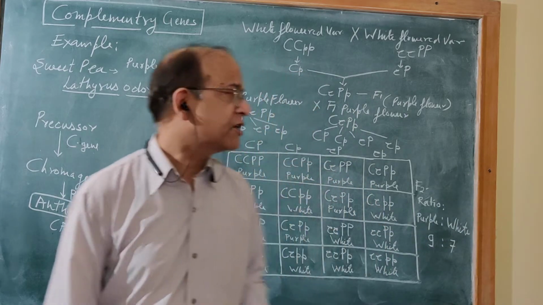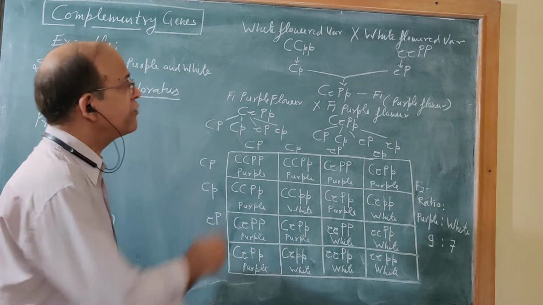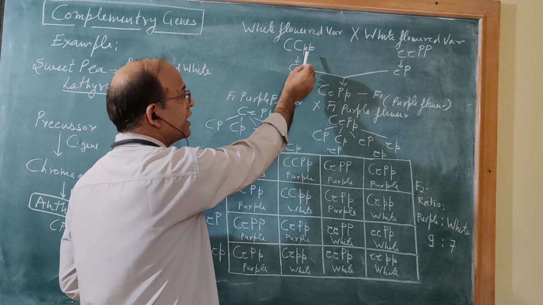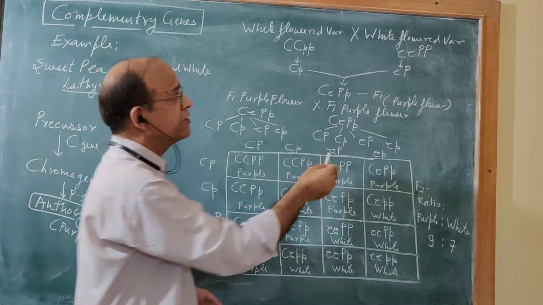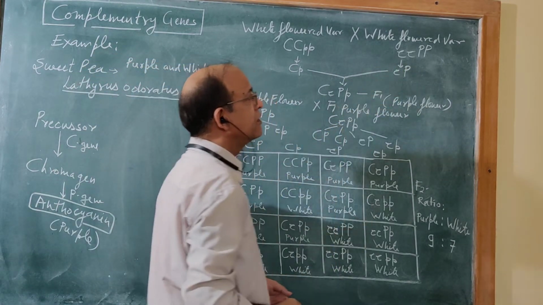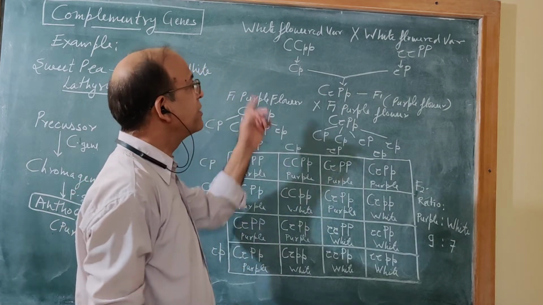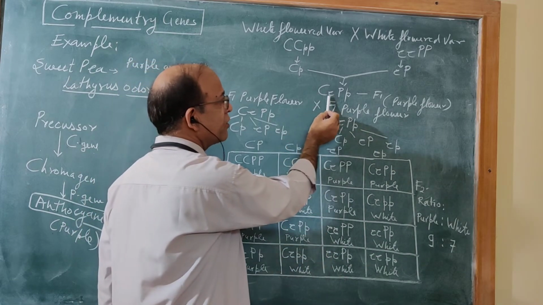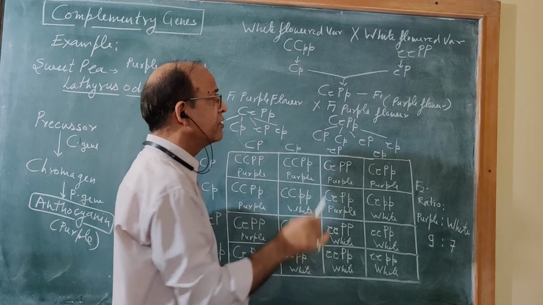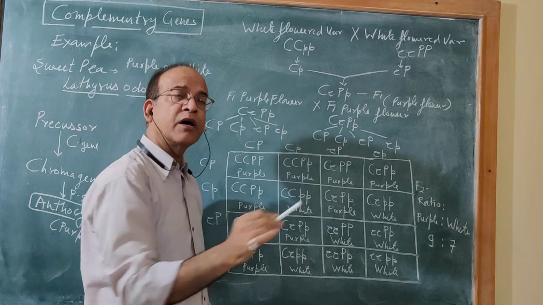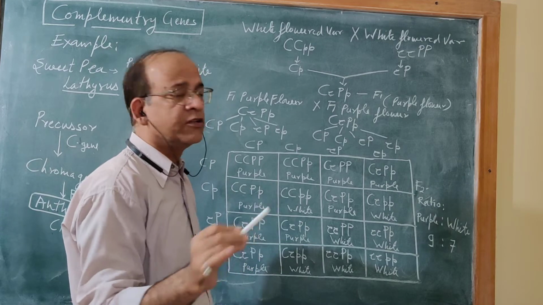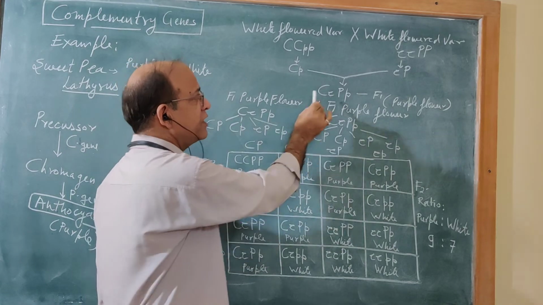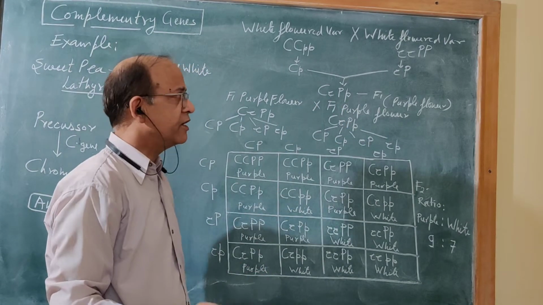Now consider this particular cross. A white flowered variety is crossed with another white flowered variety. This is white because of the absence of capital P gene, and this is white because of the absence of capital C gene. But when these two are crossed, in the F1 generation the genotype is capital C small c, capital P small p. In F1, both dominant genes C and P are present, so there is formation of purple flower.